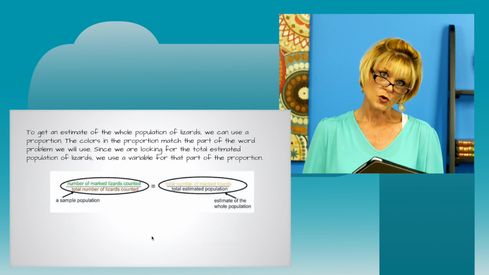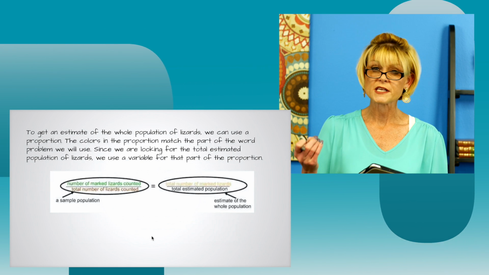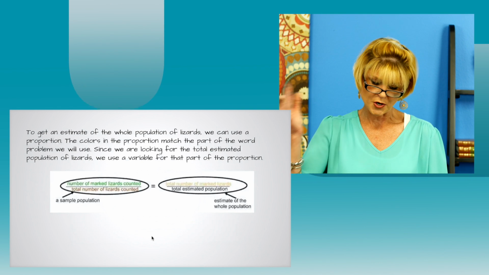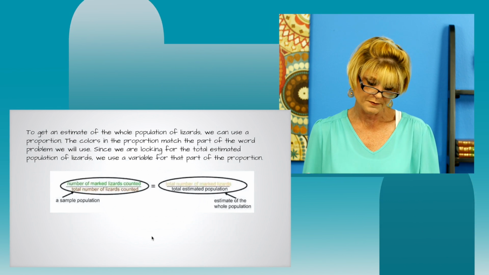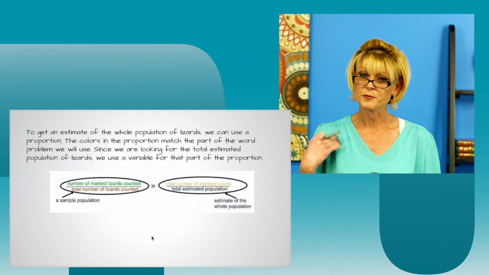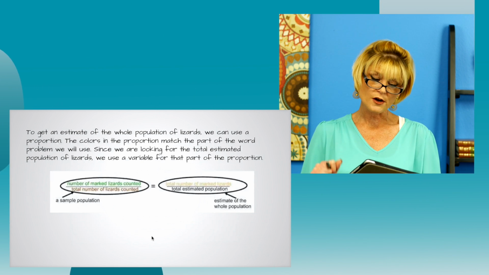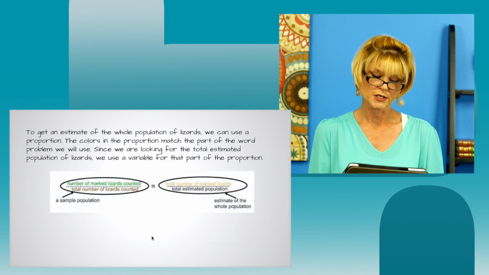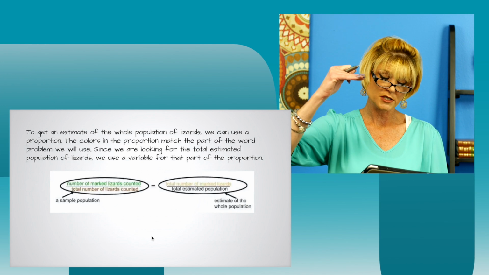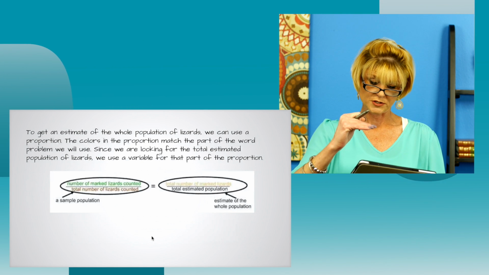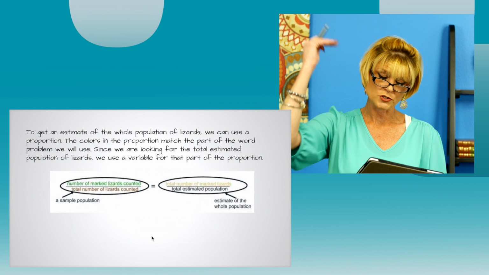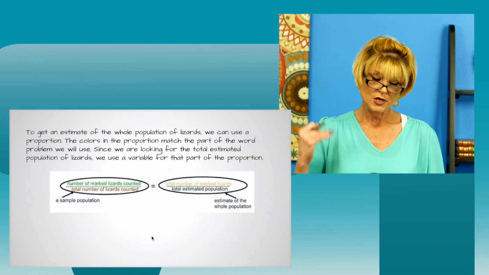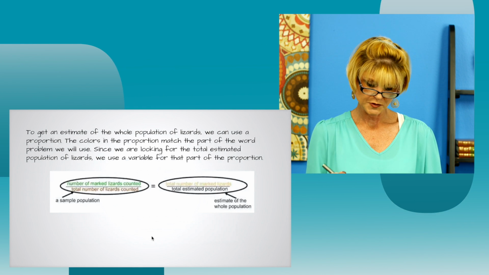To get an estimate of the whole population of lizards, we can actually use a proportion. And the colors in the proportion that you see here match the part of the word problem that we used in the last slide. Since we're looking for the total estimated population of lizards, we can use a variable for that part of the proportion. So we have in the sample population the number of marked lizards counted over the total number of lizards counted. And on the other side of the equal sign, we have the total number of marked lizards over the total estimated population, or the estimate of the whole population. It's just a simple proportion.